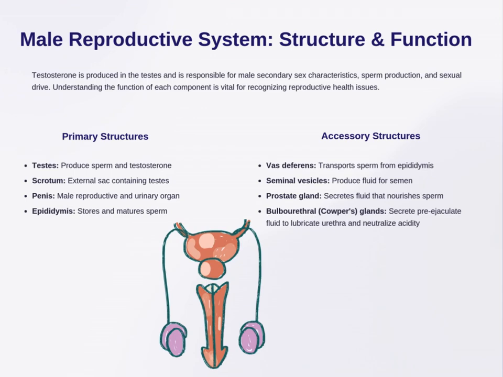Okay, the male reproductive system. Moving on, you have your primary structures: the testes that produce testosterone, which is important for sperm production, the scrotum, the sac containing them, the penis, which is used in both the reproductive and urinary system, and the epididymis, which stores the sperm. Also, the vas deferens, seminal vesicles, and prostate gland, which we'll talk a little more about. So, all of these parts are important for the male reproductive system.